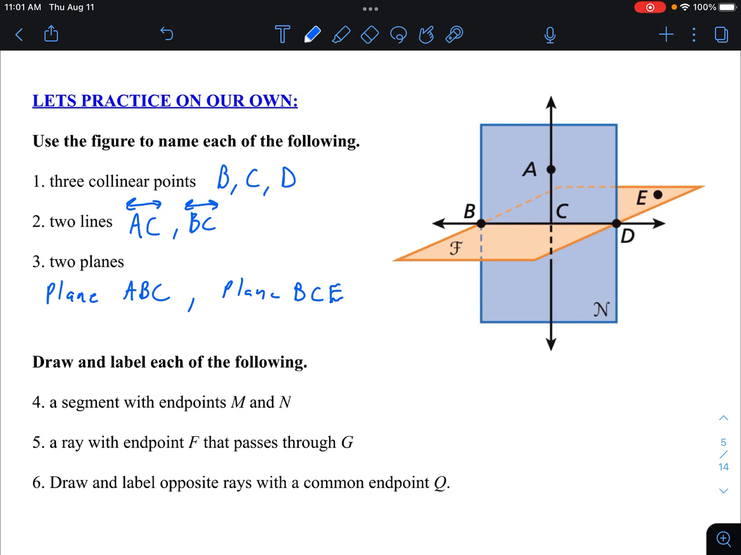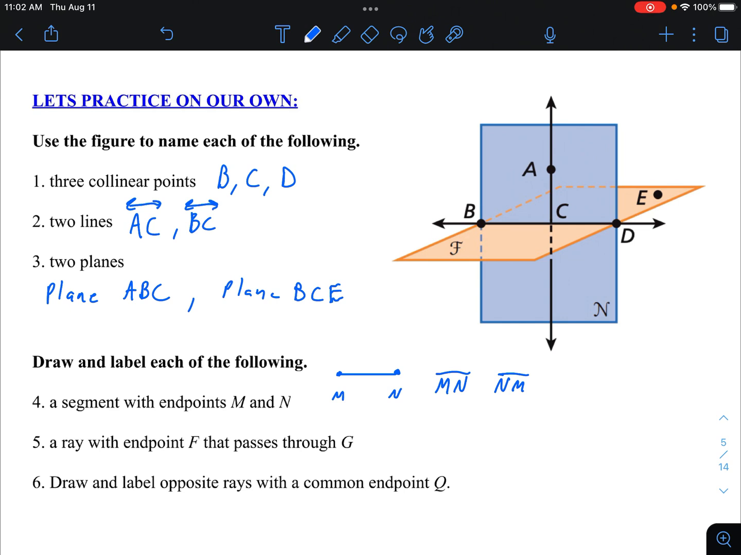Lastly, down here, now we're going to draw our own figures. Draw and label the following: a segment with endpoints M and N. So I'm going to start with 2 dots, M, N. There's a good picture of a segment. Stops at both my endpoints. We would label that as MN or NM. Either way, doesn't matter. We're talking about the exact same thing.